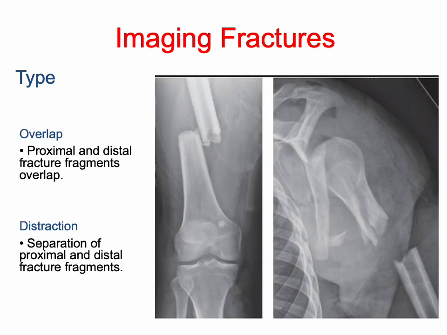We can also talk about the overlap or distraction of fracture fragments. Overlap means that there's some portion of the proximal and distal fragments that are overlapping, as we can see in the picture on the left, and distraction is separation of bony fragments.